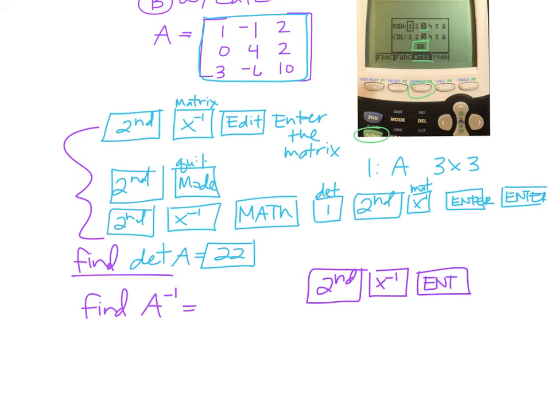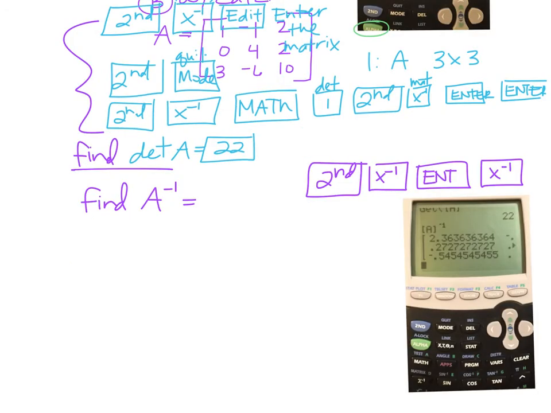So you should have matrix A on your screen right now, and from there you're going to hit the x to the negative 1 button. That's the inverse, right? You're taking the inverse of matrix A, and let me just show you a picture of that. So you should have this on your screen. This is what yours should look like. You had A, you hit x to the negative 1, so the inverse of A, and then hit enter, and you get all these ugly numbers, like 2.3636.